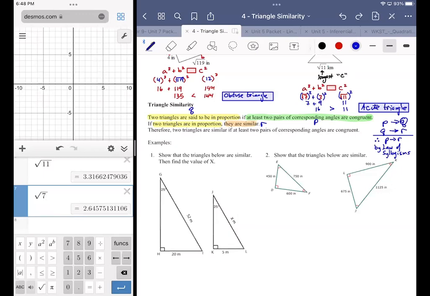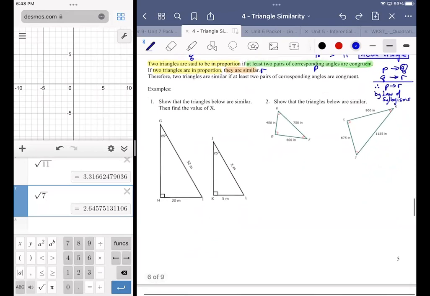Right. So here it says, at least in the first example, show that the triangles are similar, then find the value of X. All right. Well, they're similar if you have two pairs of corresponding congruent angles. Well, I have one here, one pair, angle G is congruent to angle J. And then we have another pair. It's subtle, but it's there. These two right angles.